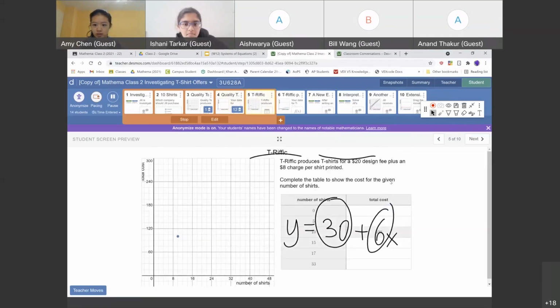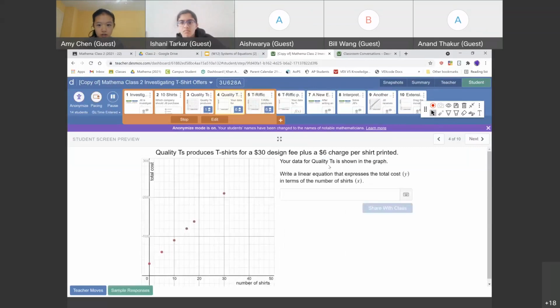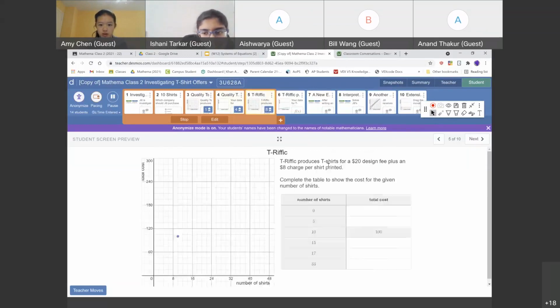Okay, now let's look at the other t-shirt design company. Terrific produces t-shirts for a $20 design fee plus $8 per shirt. You'll notice that Quality Tees has a more expensive initial design fee, but each subsequent t-shirt is cheaper. Compared to that, Terrific has a cheaper design fee, but each t-shirt costs relatively more. So just fill in the table.